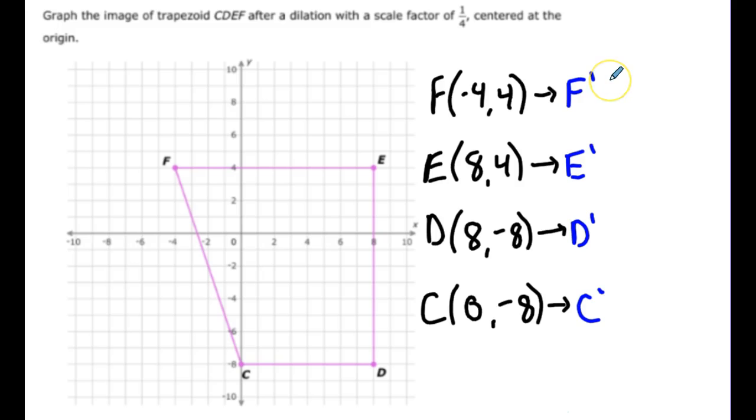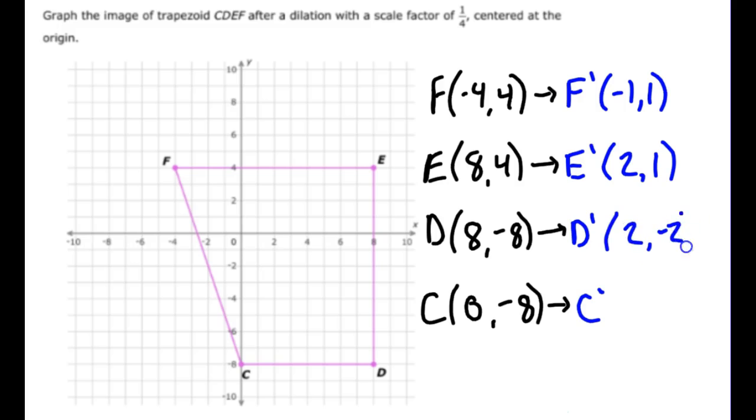So F prime would become negative 1, 1. E prime would become 2, 1. D prime would become 2, negative 2. And C prime would become 0, negative 2. So now we just have to go through and plot all these points.